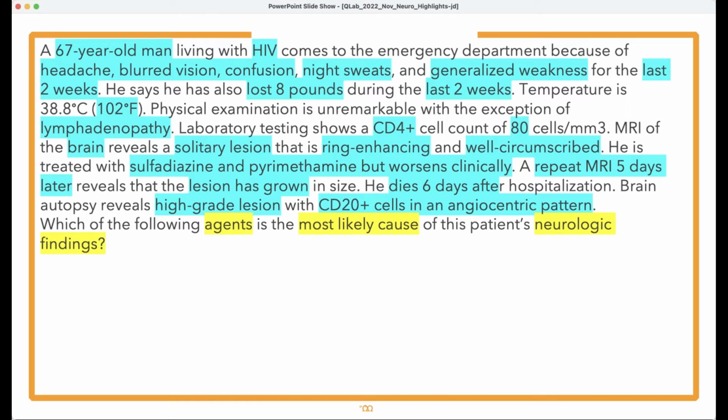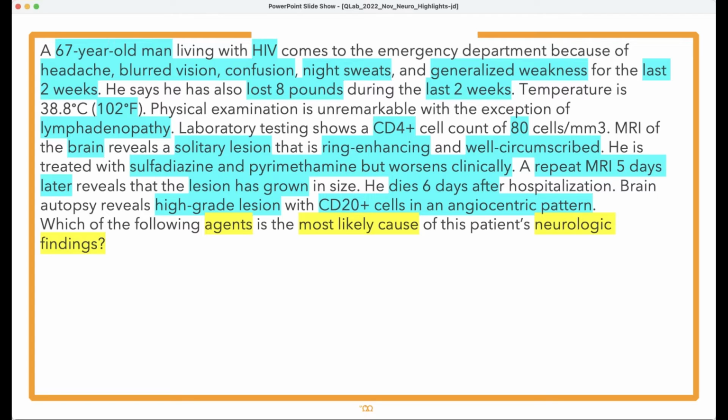So here we've got a 67-year-old male, so an elderly gentleman, and they tell us right off the bat some of his medical history. So you know that that's going to be important. He's got HIV, and he's got a few things: headache, blurry vision, confusion, night sweats, weakness. So a lot of presenting signs and symptoms. And it's been going on for 2 weeks. From that point on, you can see there's a lot of additional important clues there. Weight loss is important. You always want to ask about weight loss in this kind of question and make note of it if you see it.